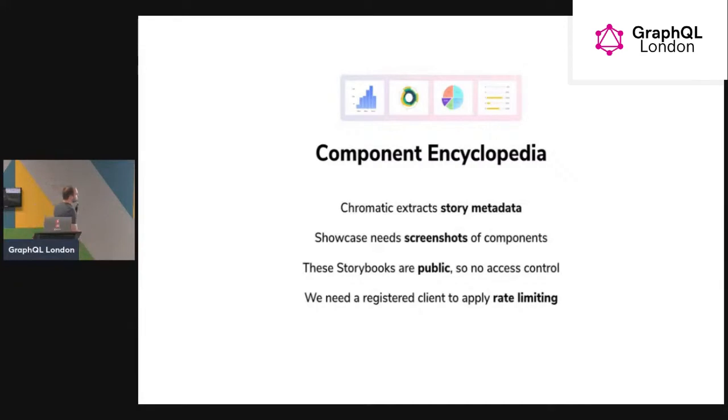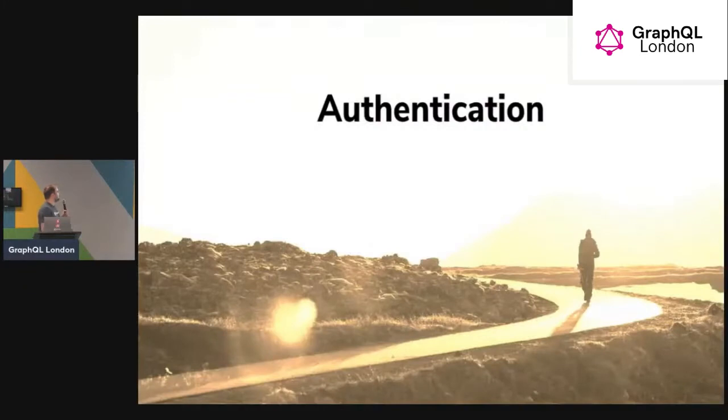But we do, of course, want to protect ourselves from people abusing our API. So even the Component Encyclopedia has some rate limiting applied, just in case it screws up somehow. Which brings us to authentication, which is actually the first thing that popped up because of those two particular use cases.